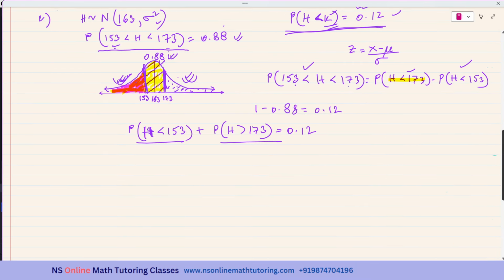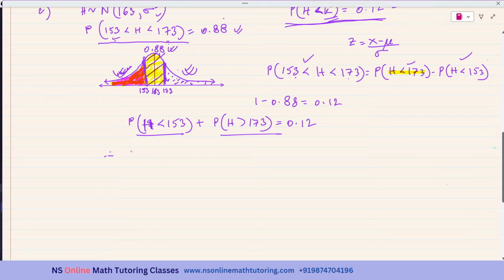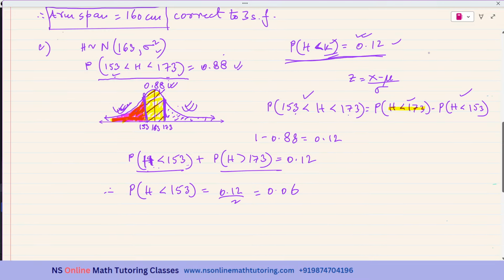Therefore, the probability of H less than 153 should be equal to this. This can be written as 2 times the probability of H less than 153 equal to 0.12, or the probability of H less than 153 is 0.12 divided by 2, which is equal to 0.06. Now we have got this type of an equation: the probability of H less than 153 is 0.06.